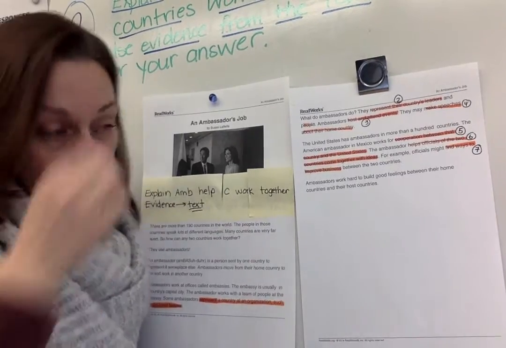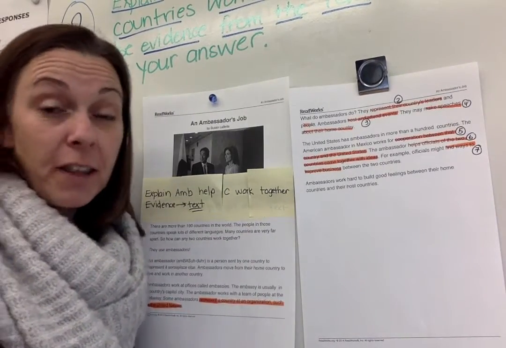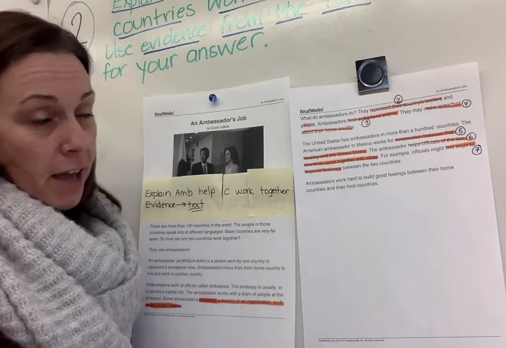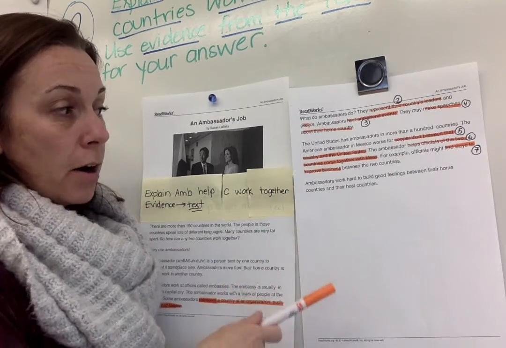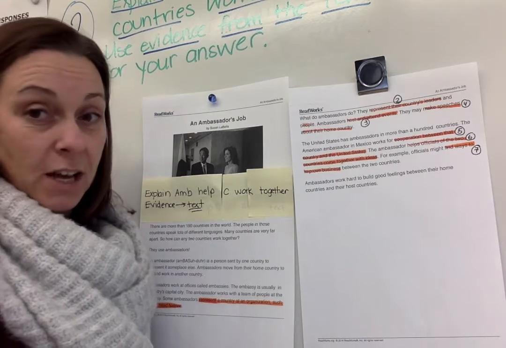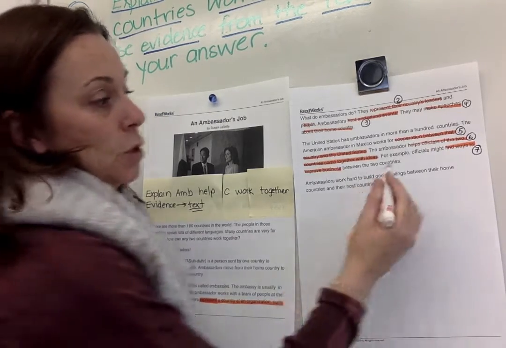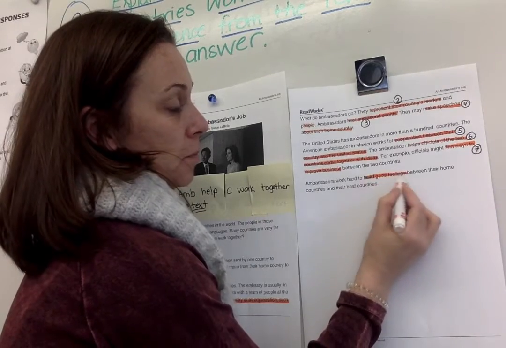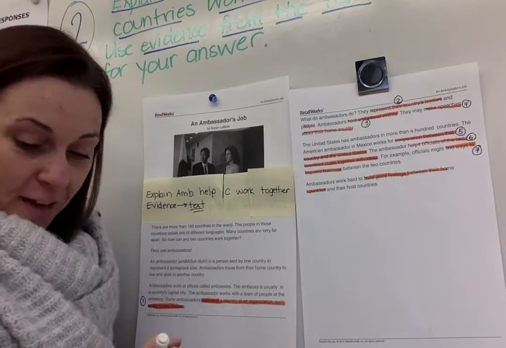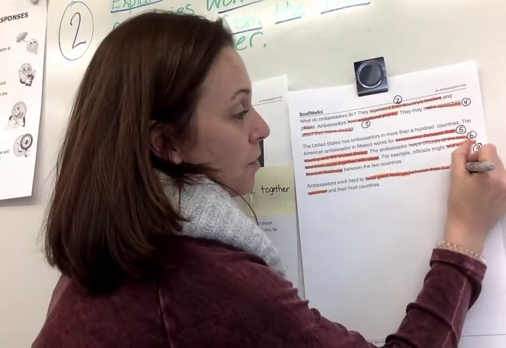Remember, I only need 2. If you really feel like you've gotten some good information already, you can stop. I'm going to go right to the end. Ambassadors work hard to build good feelings between their home countries and their host countries. So they build good feelings between countries. So I found 8 pieces of information.